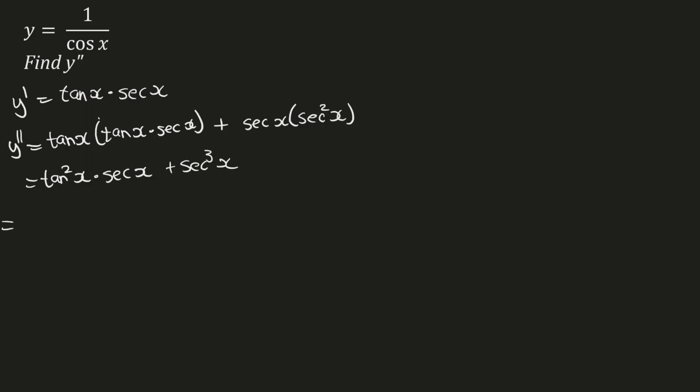And to make things a little easier, we're going to factor the secant x out, so we have tan squared x plus secant squared x. Now we have secant x times, we can rewrite this as sine squared x over cos squared x. I'm sorry, this is sine squared x, not sine x squared. Now we add secant squared x.